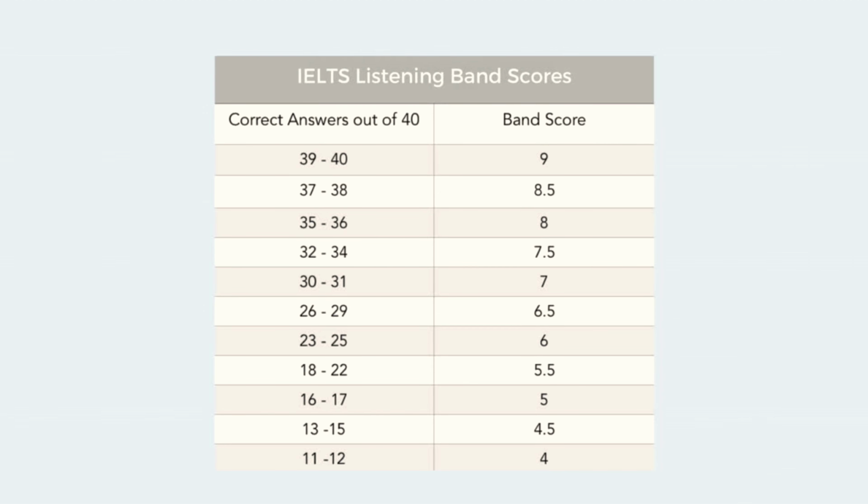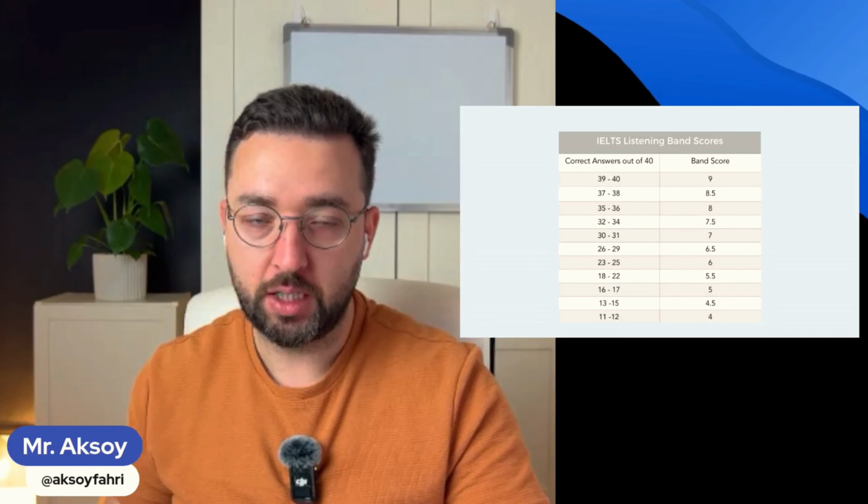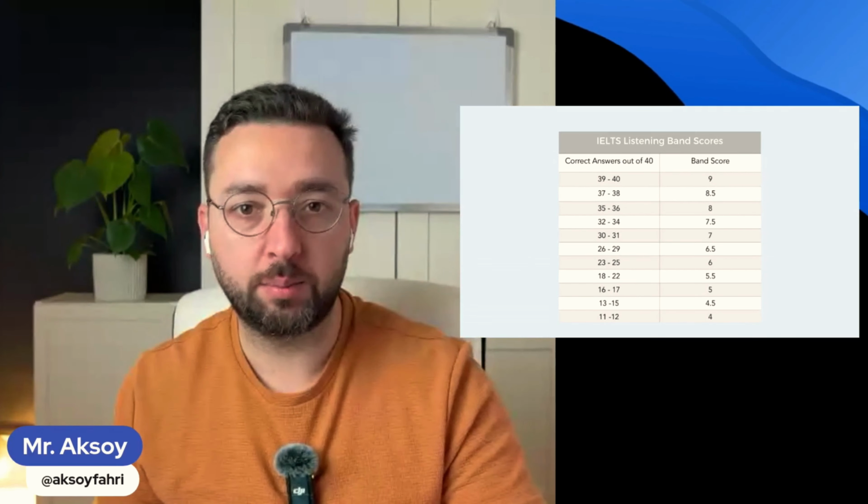Let's say you answer 26 questions out of 40. Your mark is going to be 6.5. If you get 29, it's still going to be 6.5. In order to get band 9, you have a chance for only 1 mistake. If you make just 1 mistake, you're still going to get band 9.